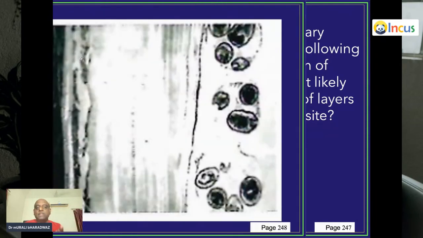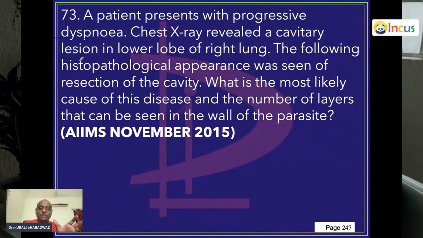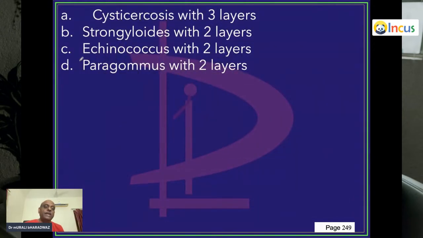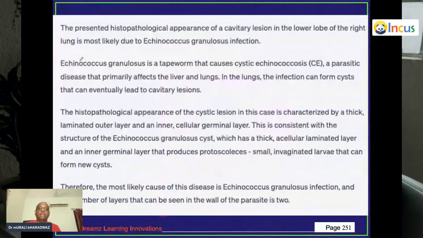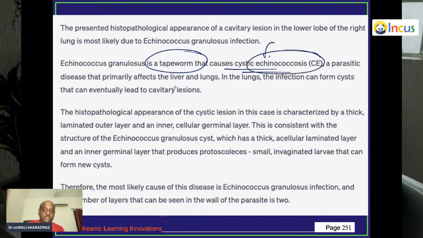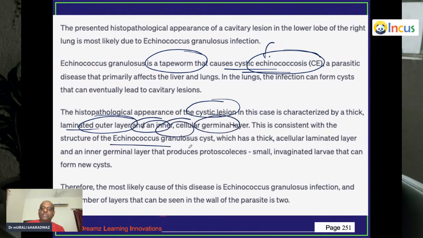There's a progressive dyspnea, chest x-ray shows cavity lesion. The histopathological examination is being revealed. What is the most likely cause? A number of layers can be seen in the wall of the parasite. It is echinococcus, which will have two layers, is what you need to remember. So echinococcus is the tapeworm that leads to cystic echinococcosis. And typically that cystic structure has a thick laminated outer layer and an inner cellular germinal layer, is what you need to remember.